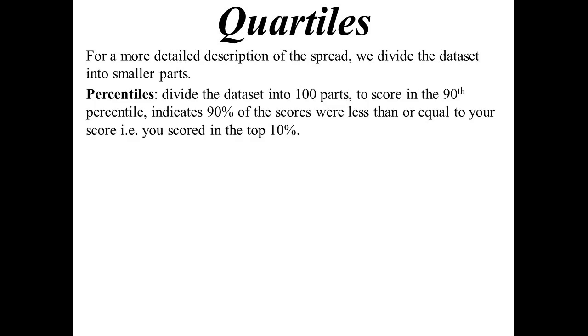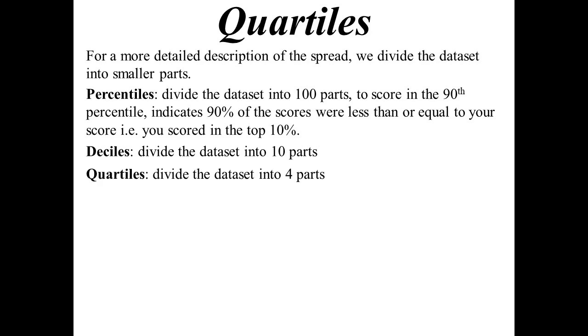You may have heard of percentiles. Obviously your percentages is when you divide the data into 100 parts. Well, to score in the 90th percentile, it means that 90% of the scores were less than or equal to your score. In other words, you're in the top 10%. A decile would divide it into 10 parts. A quartile, which is what we're going to look at, divides the data into 4 parts.